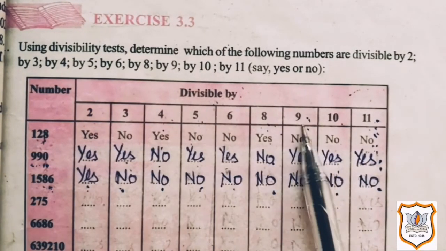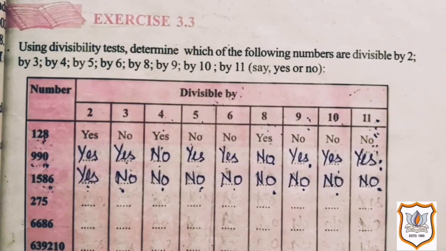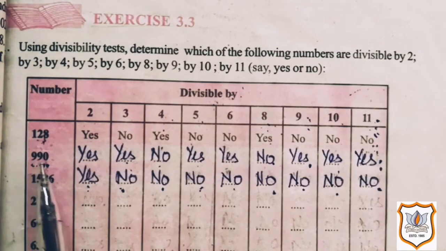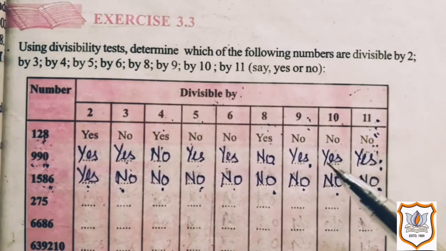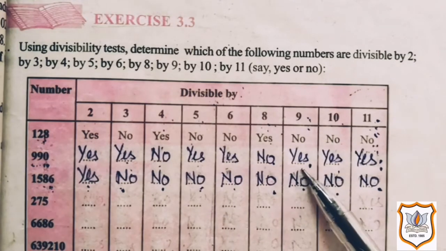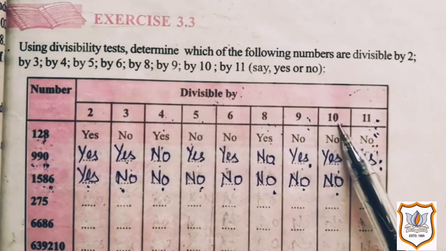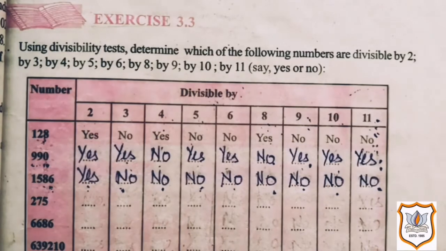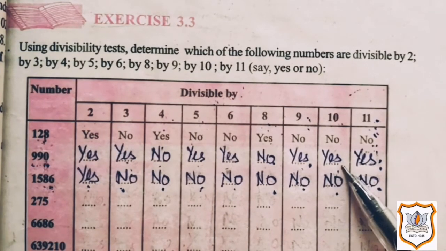Divisible by 9. According to the rules, if the sum of the digits of the number is a multiple of 9, then the number is divisible by 9. Here if we add 9 plus 9 plus 0, we get 18, and 18 is a multiple of 9. So we can say that the number 990 is also divisible by 9, and we will write yes. Divisible by 10. According to rules, if the unit digit of the number is 0, then the number is divisible by 10. Here the unit digit is 0. So we can say that the number is divisible by 10, and we will write yes.